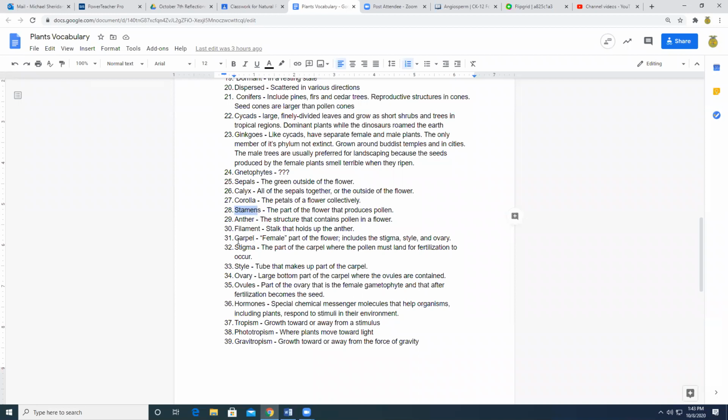Then the last couple here, you've got the carpel, which is altogether the female part of the flower, which includes these three words, which we're going to define here. The stigma is the part of the carpel where the pollen must land in order for fertilization to occur.